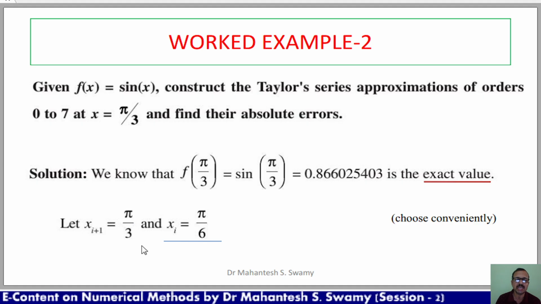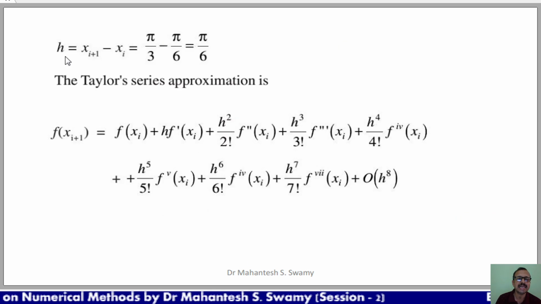If it is 60 degrees, 30 degrees will be convenient to us, because sin 30 and cos 30 we know very well. So pi by 6 is what we have taken for xi, chosen conveniently. Now h will be xi plus 1 minus xi, the difference of pi by 3 minus pi by 6, which is pi by 6.